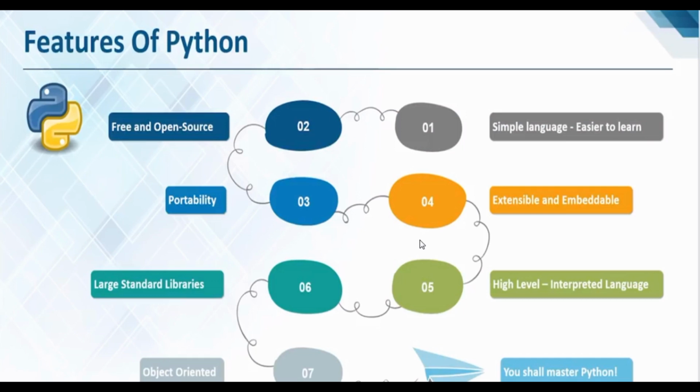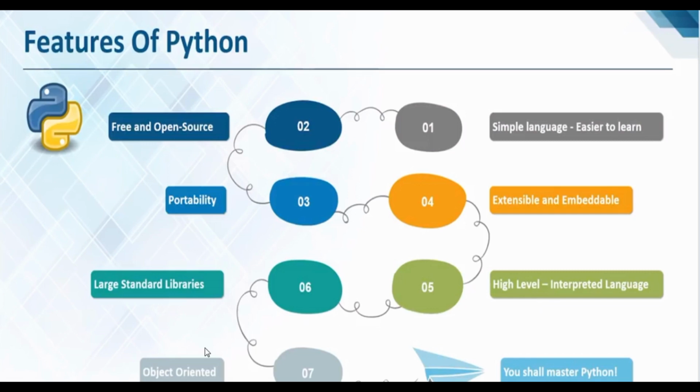Next part, fifth point, high-level and interpreted language. This language also supports high-level languages, which is highly interpreted, which directly converts the code or syntax we have written in Python to machine-level language. There is no intermediate, that is object code or other executable code or byte code.